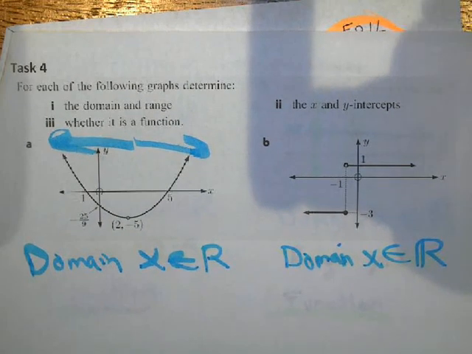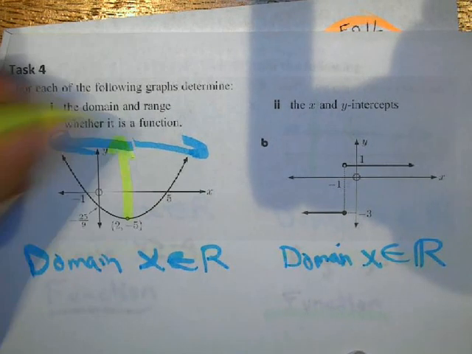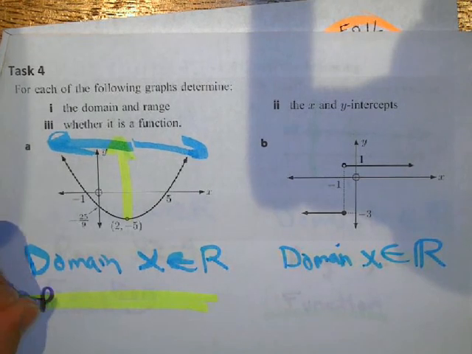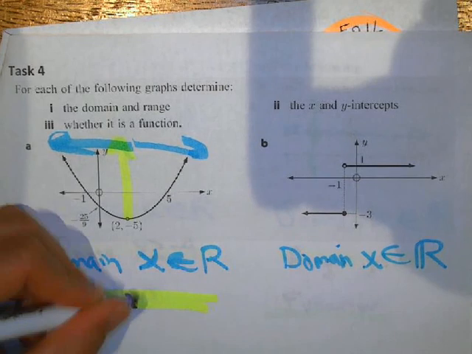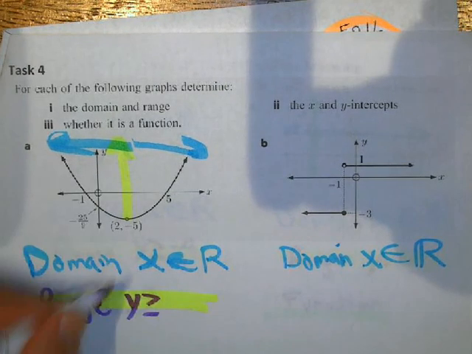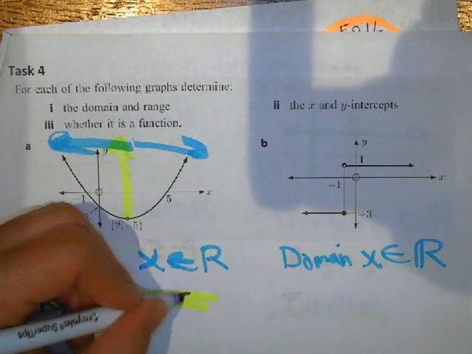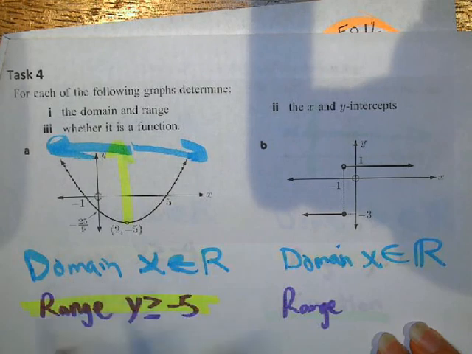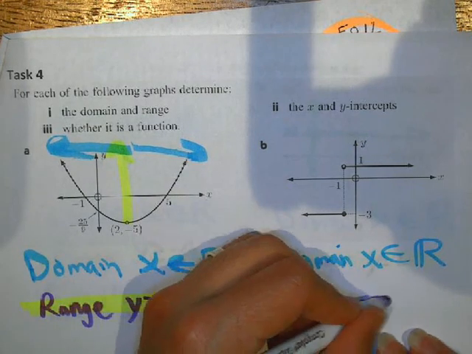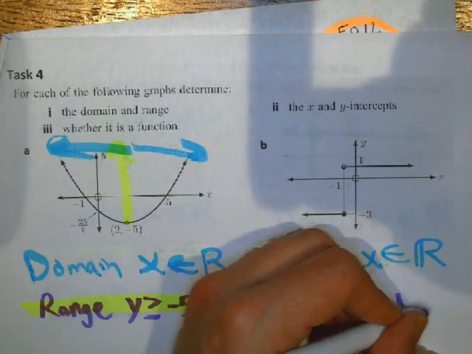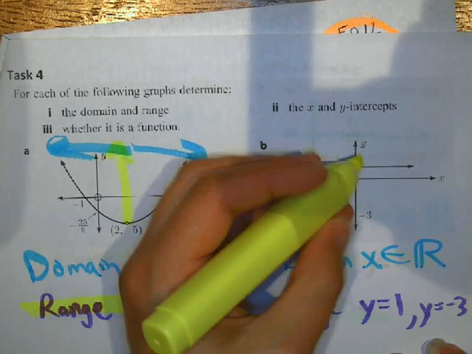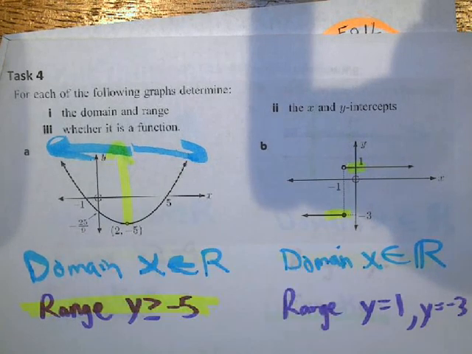Okay, the range. So the range is y is greater than or equal to the y value, which is negative 5. Here, the range is y equals 1 and y equals negative 3, because y can only be those values.